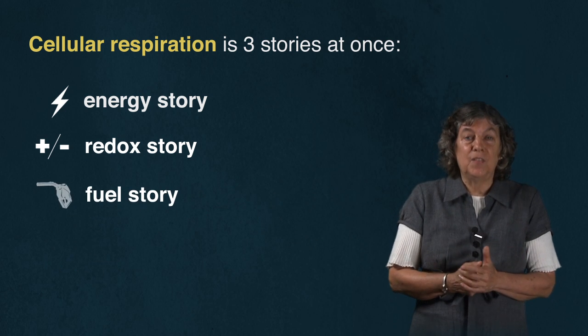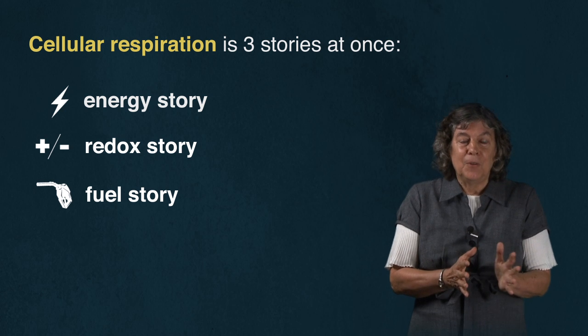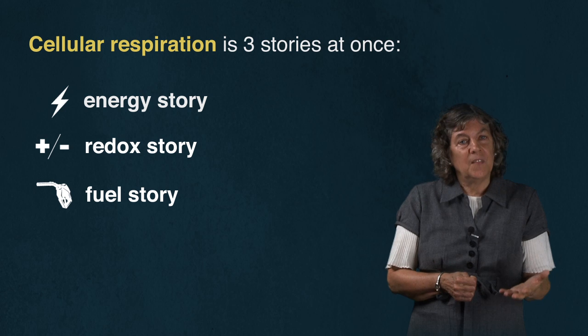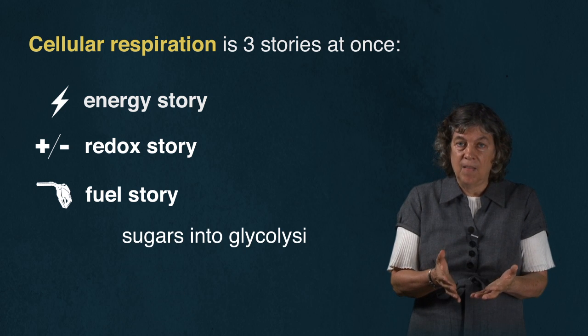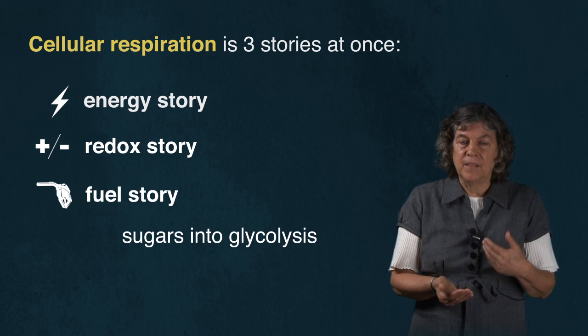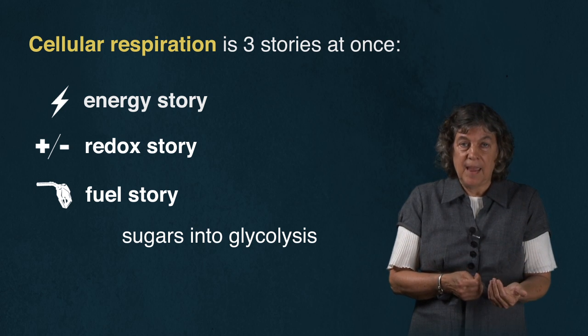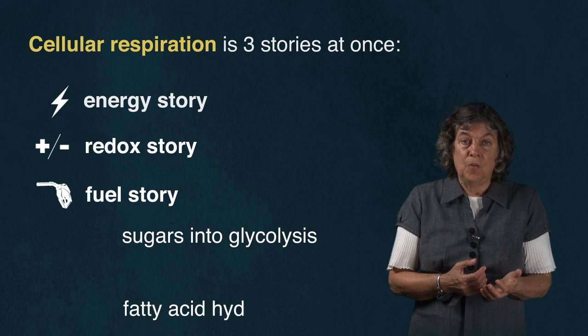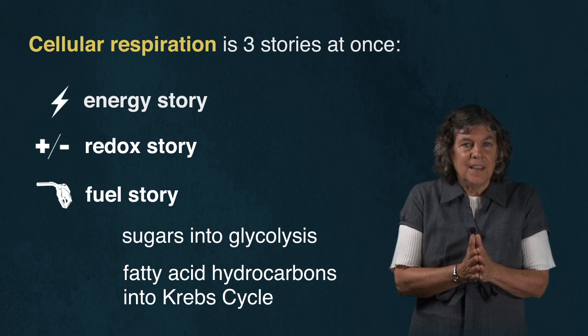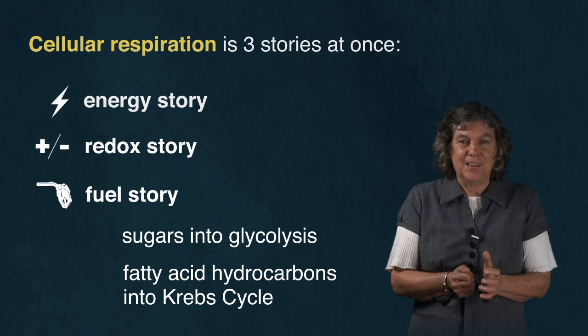The third is the fuel story. Cellular respiration can use carbohydrates to make ATP, beginning with the set of reactions known as glycolysis, or cells can use the products from fatty acids to make ATP in the reactions known as the Krebs cycle. Cells that are starving can even plug amino acids into cellular respiration.